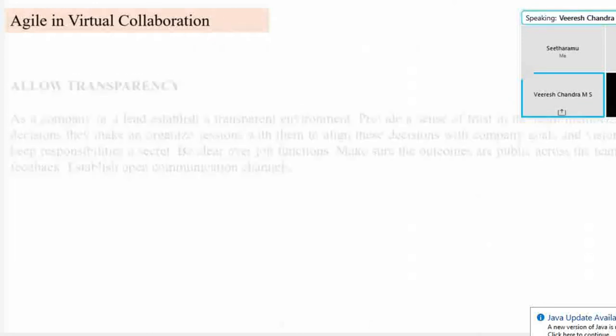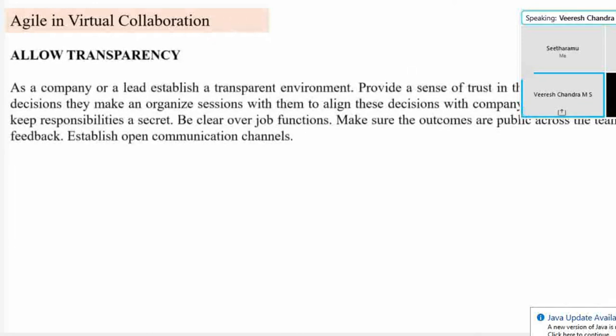What are those? First thing, allow transparency. As I have already told you, transparency is very important. The company as a whole or the team lead should establish a transparent environment. That will provide a sense of trust in the team members. They will come forward and tell their decisions about the problem solutions, and these decisions can be aligned with the company goals and vision.